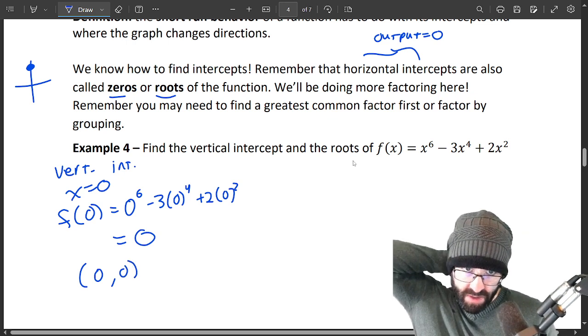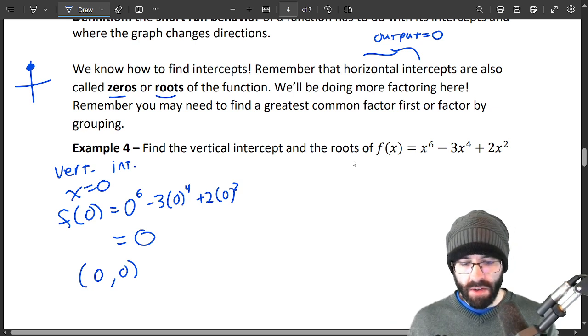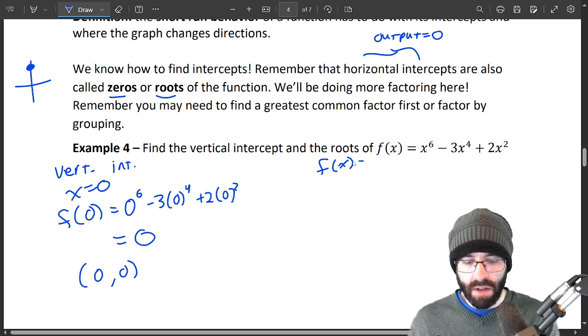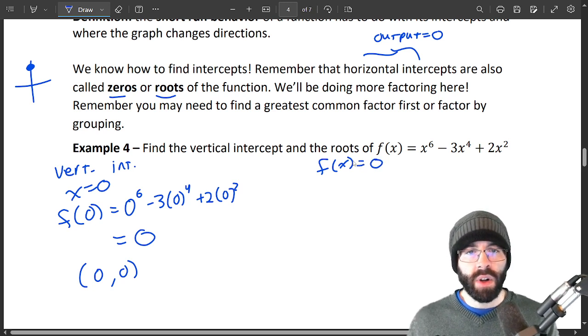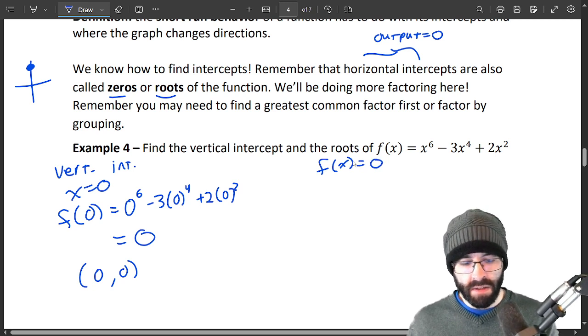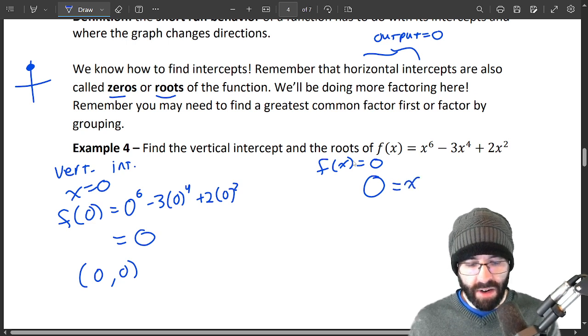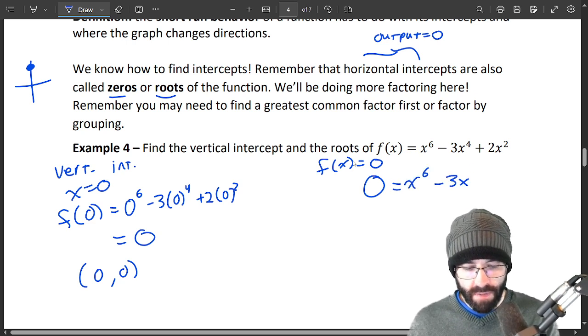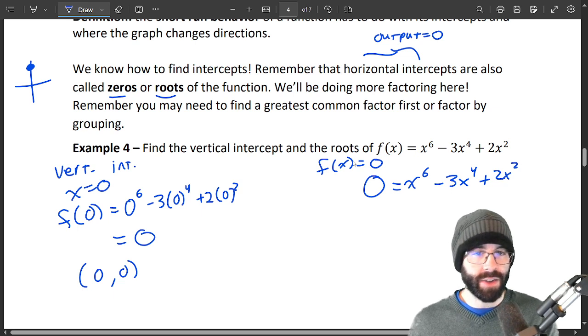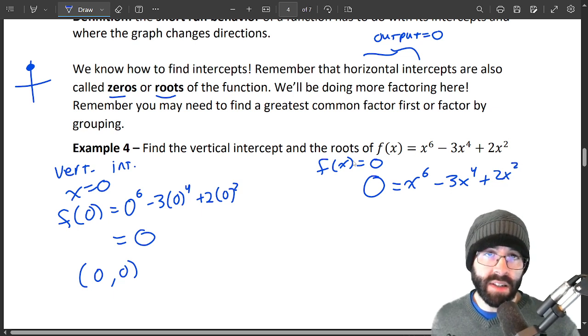So what are the roots? The roots are the horizontal intercepts, when the output is 0. Well, when is f of x equal to 0? Replace the f of x with a 0. And we can solve this by factoring. Something is equal to 0 if any of its factors are equal to 0.